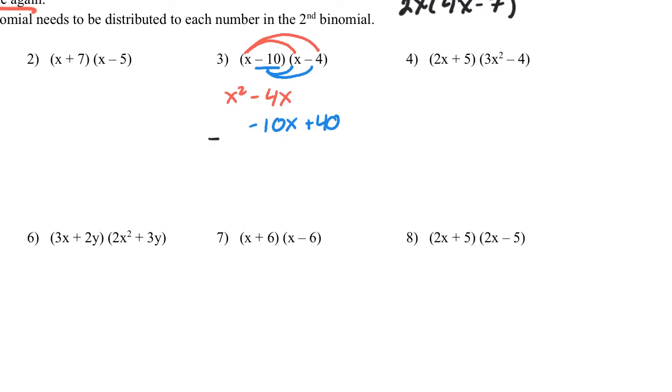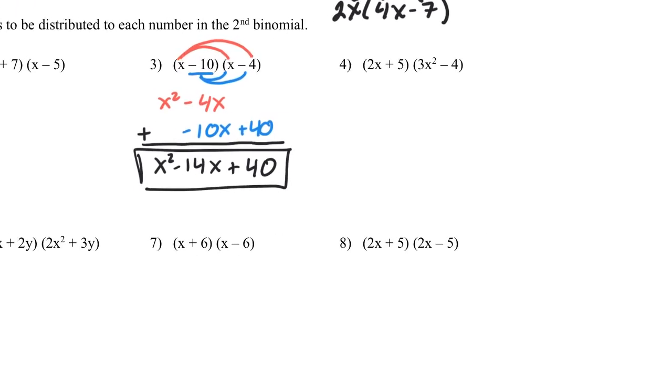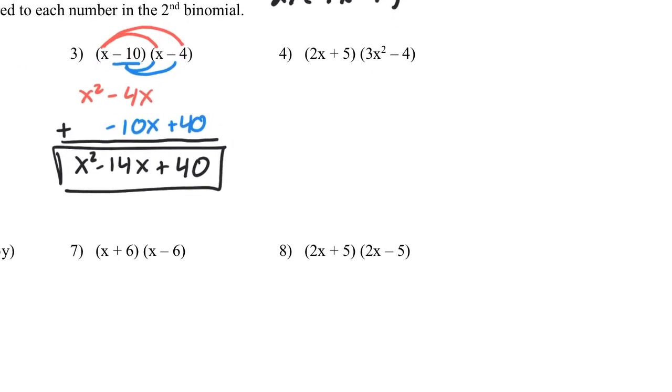Okay, now we have both of our distributions done. So we just need to combine like terms by adding straight down. So we would get x squared, negative 4x plus negative 10x is negative 14x. And then lastly, a plus 40. Okay. So you just want to double check that at the end, all of your like terms are combined so that you know that you're as simplified as you can be.